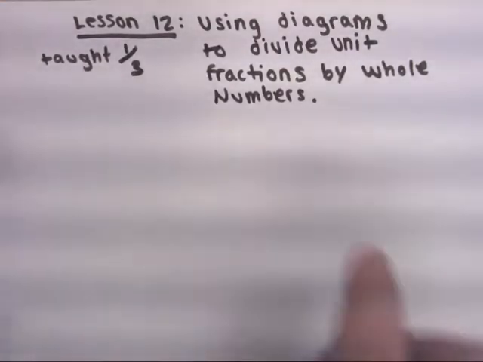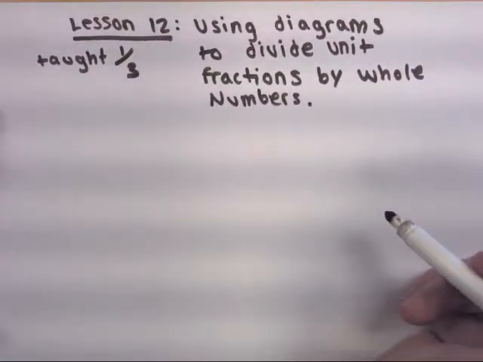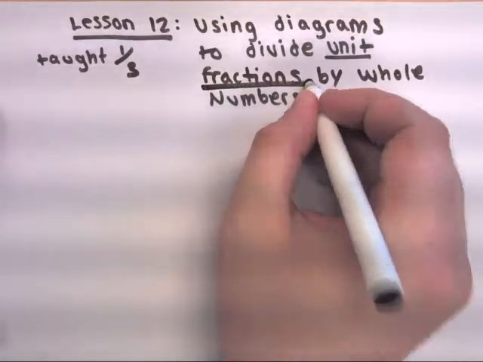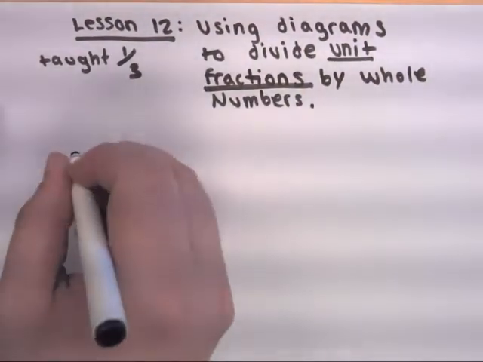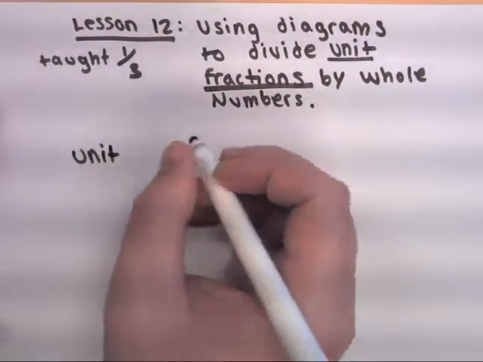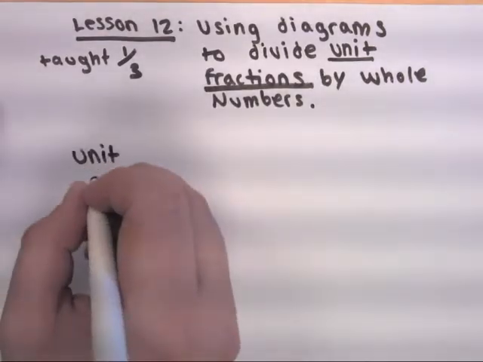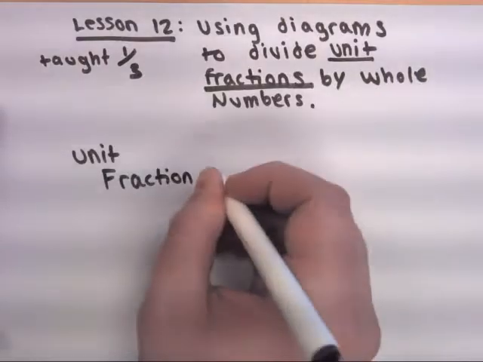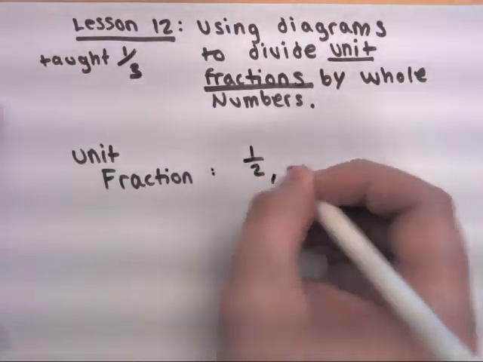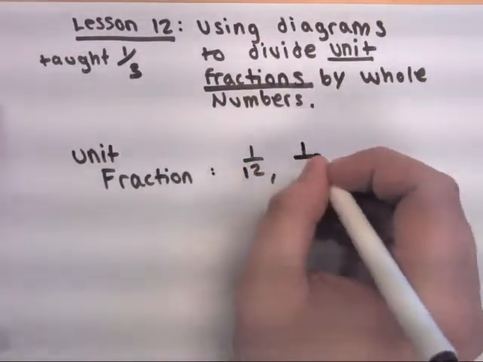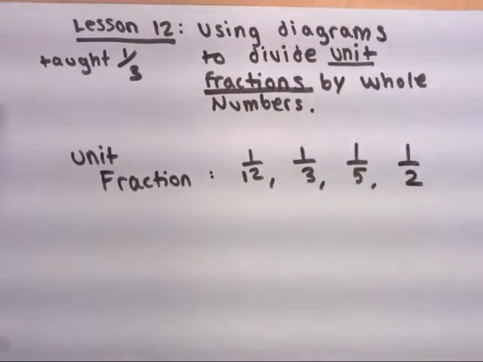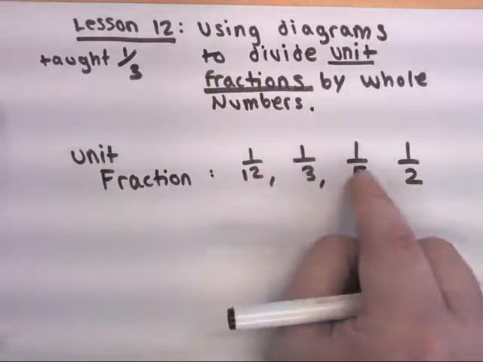First of all, I want to break this down so we understand what's happening here. A unit fraction is any fraction where the numerator is 1. So, for example, 1/12, 1/3, 1/5, 1/2, and so forth. So in each of these cases, the numerator is 1.